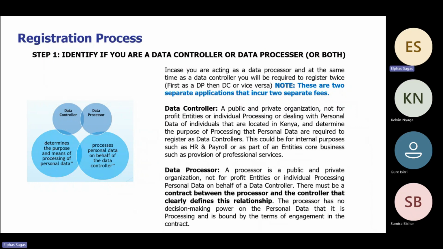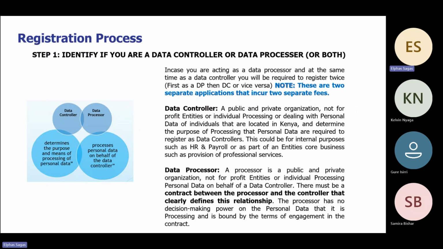So it's important to distinguish between these two. Then again, it's important to know that if you are both data controller and data processor, the Act requires you to register differently. You register first as a data controller or a data processor, and second, in vice versa manner, that you have to register as a data controller and a data processor. So if you start by registering as a controller, and you've found out that you're acting both as a controller and a processor, you will then register as a data processor.